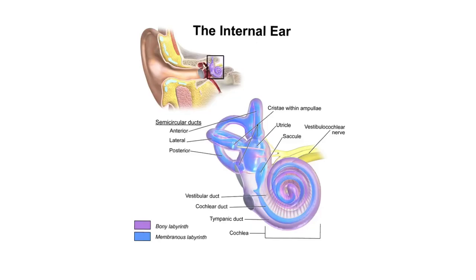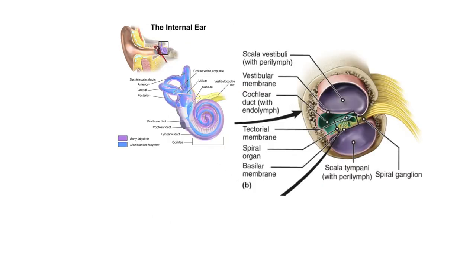Now we're going to focus on the inner ear and then really zoom in on the cochlea, which is the actual organ of hearing. If we zoom in on the cochlea, we'll see that there are three fluid-filled canals: the vestibular canal, also known as scala vestibuli, the tympanic canal, known as scala tympani, and then the cochlear canal, which is also known as the scala media. Within the cochlear canal, we will see the organ of Corti right in this area here.